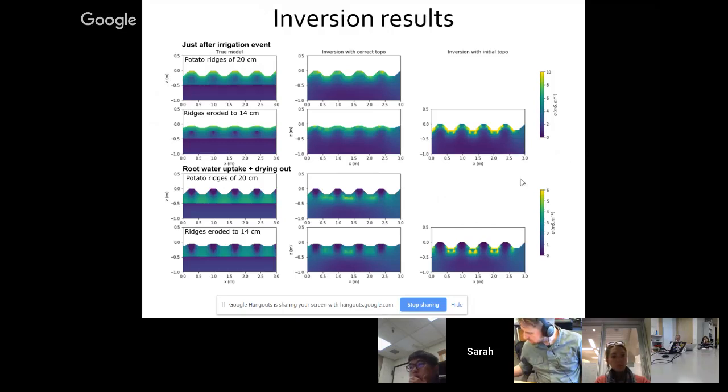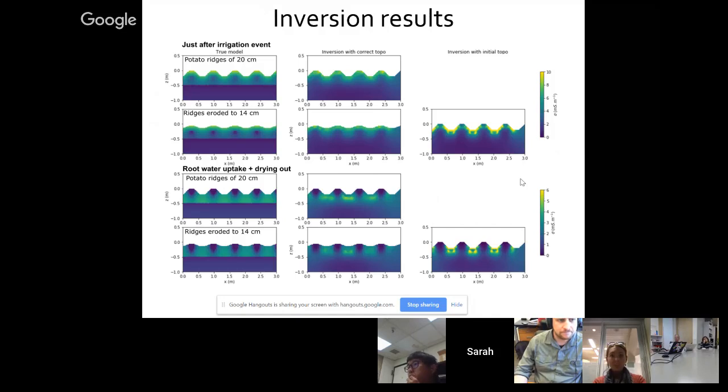So then to look at the results, I took the most extreme erosion, where we take off 6 centimeters of the height, and the normal case. We forward simulated all cases with the correct microtopography, so that's what you see in the first column. For example, there would be an irrigation event, an infiltration with 20 centimeters, one with ridges of 14 centimeters height only. So that's the real model on the left.